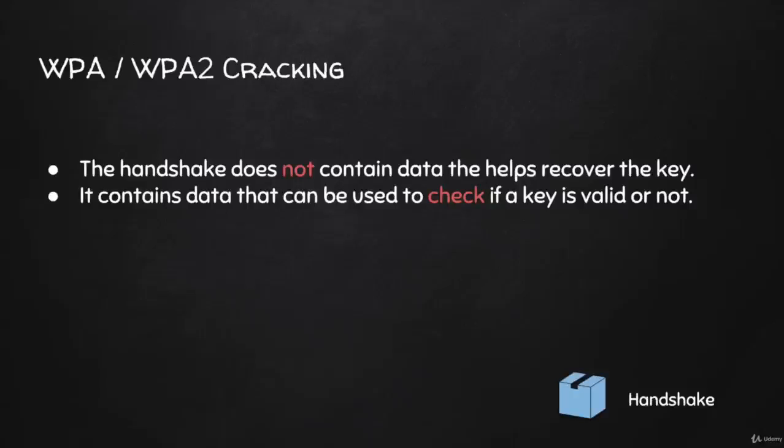Therefore, what we're going to do is to create a word list, which is basically a big text file that contains a large number of passwords. Then go through this file, go through the passwords one by one, and use them with the handshake in order to check whether this password is valid or not.